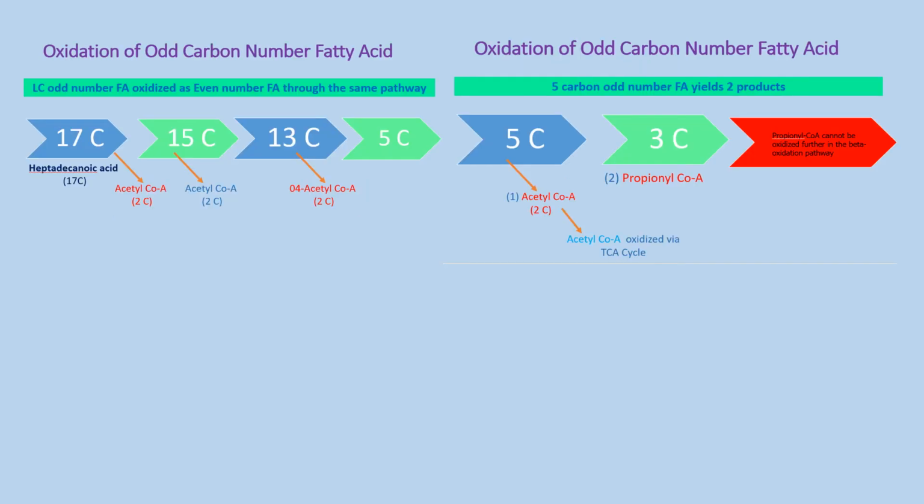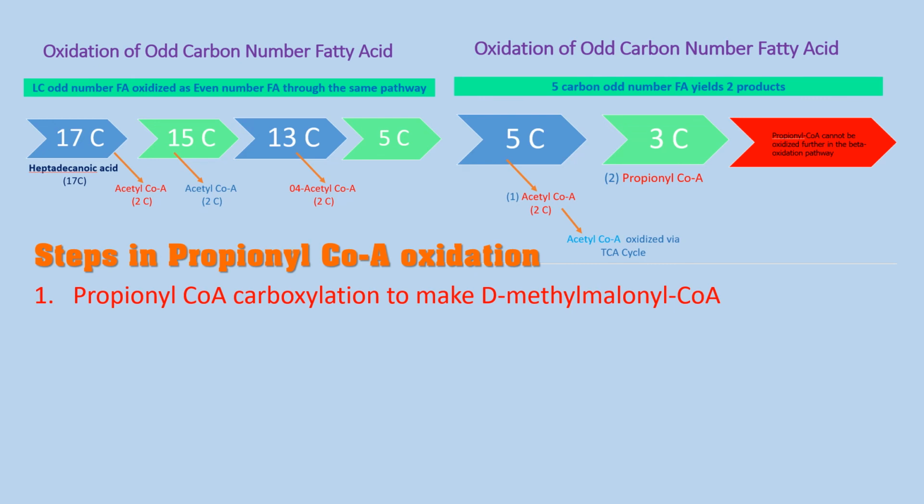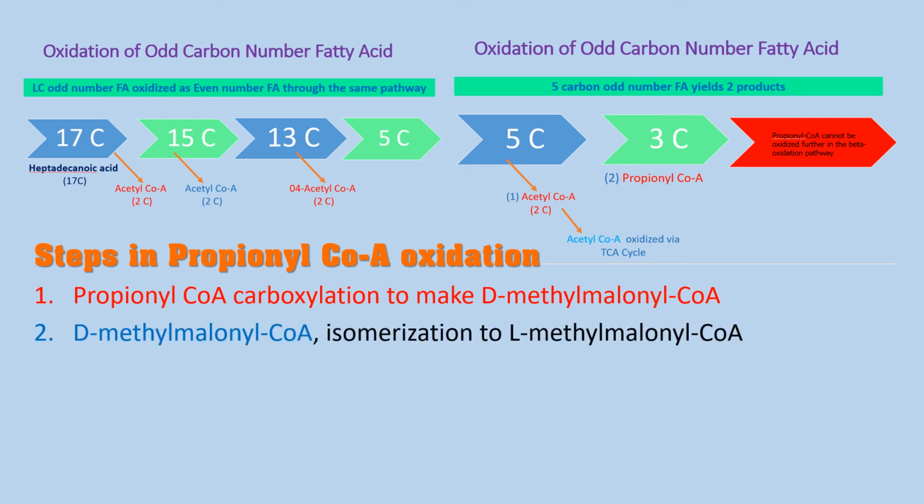Briefly we can say that the oxidation of odd number fatty acids is similar to that of even carbon number fatty acids, but at the end when there are only 5 carbon atoms left after beta oxidation, that acyl-CoA is converted into two products. The one is acetyl-CoA and the second one is propionyl-CoA. So propionyl-CoA is then converted into D-methylmalonyl-CoA, then into L-methylmalonyl-CoA, then into succinyl-CoA, and finally succinyl-CoA enters the TCA cycle for oxidation.